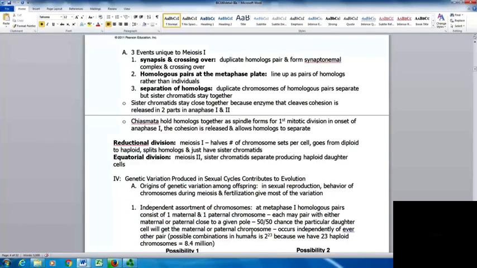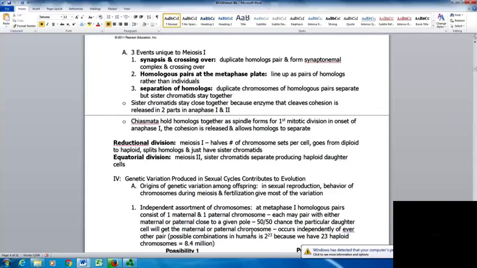This is going to be only in meiosis because you only have homologs in meiosis. So rather than having the individuals line up, you would have the homologs line up. And then the separation of the homologs, your duplicated chromosomes of the homologous pairs separate, but the sister chromatids are going to stay together. They're able to do this because the enzyme that cleaves the cohesin is actually released in two parts in anaphase 1 and 2.